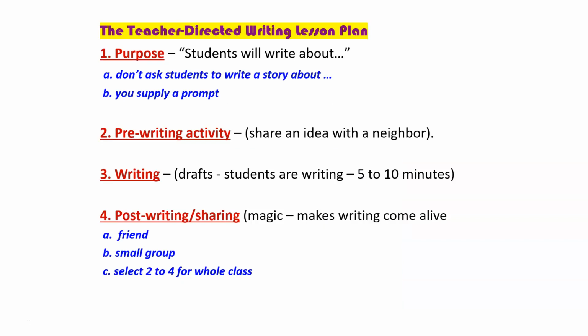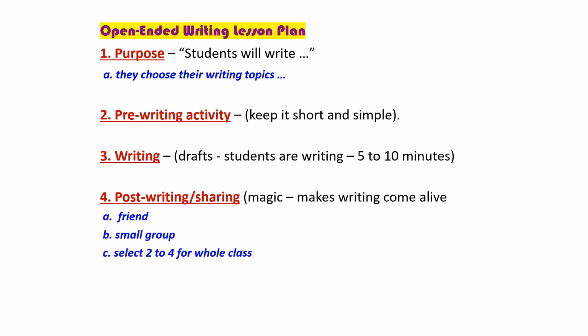Here is the teacher-directed writing lesson plan. Students will write about, and this is where you supply a prompt of some sort. It should be wide open though, so the students write about something within their lives. Pre-writing is short. Draft writing, 5 to 10 minutes, but usually you watch until the energy leaves the pencil. And then you say, okay, finish up the idea that you're on and you'll be sharing with your group or something. And the post writing is the magic that makes the writing come alive. Same thing, if it's wide open, you'll simply have students will write. That is your prompt, and they choose the writing topics.